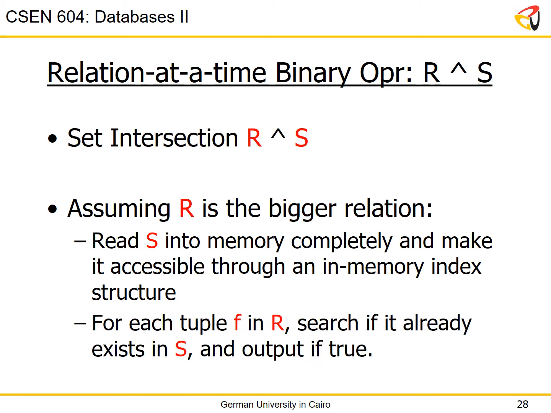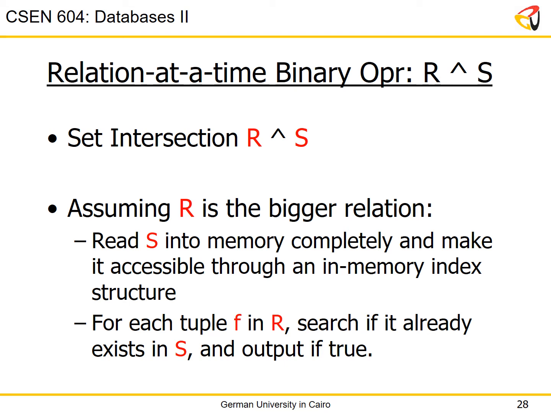Now, let's do set intersection. I think now we're getting the idea. Again, I'll read S into memory and make it accessible through an in-memory index structure, could be a B+ tree or whatever. And then, for each tuple in R, I will search if it exists in S, and if it exists in S, I will output it. Notice here, I am not outputting S. I will use S to build an index. Why am I using S? Because it's the smaller of the two, so I can fit it in memory and create the index on it. Why am I creating the index? Because I'm going to search and I want to speed up the search.